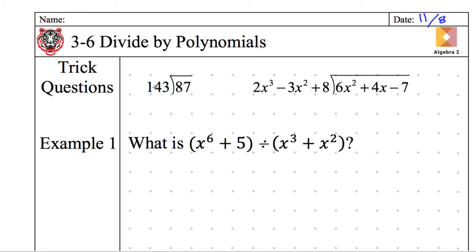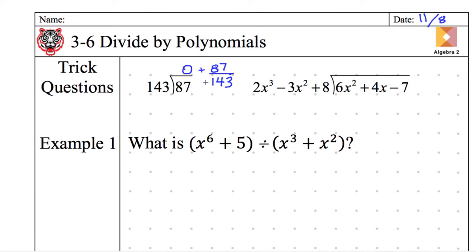143. How many times does 143 go into 87? 0 times. You already know the trick question. And then the remainder would be? What's the remainder? 87 over 143. There it is.